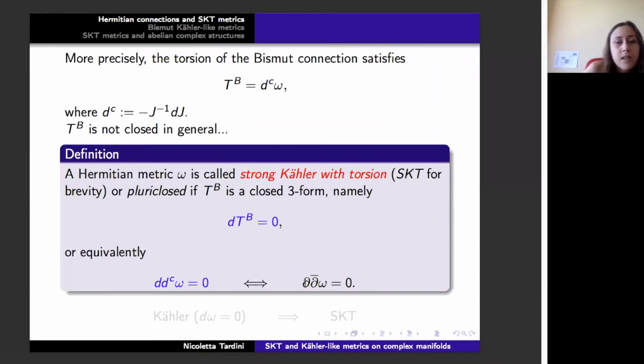Of course, every Kähler metric is SKT, because in the Kähler case, omega itself is already closed, so in particular it will be ddc closed. So Kähler metrics are the first examples we have in mind of SKT metrics. The point is that we want to be sure that we are really enlarging the class of Hermitian metrics. So we want to look for a bigger class of metrics that do not coincide with the Kähler metrics. So we need to find non-Kähler examples.